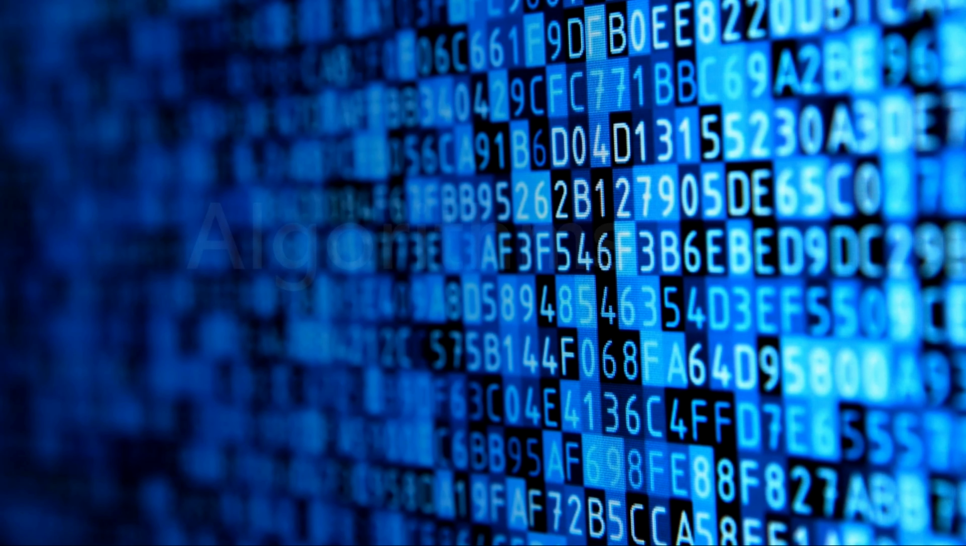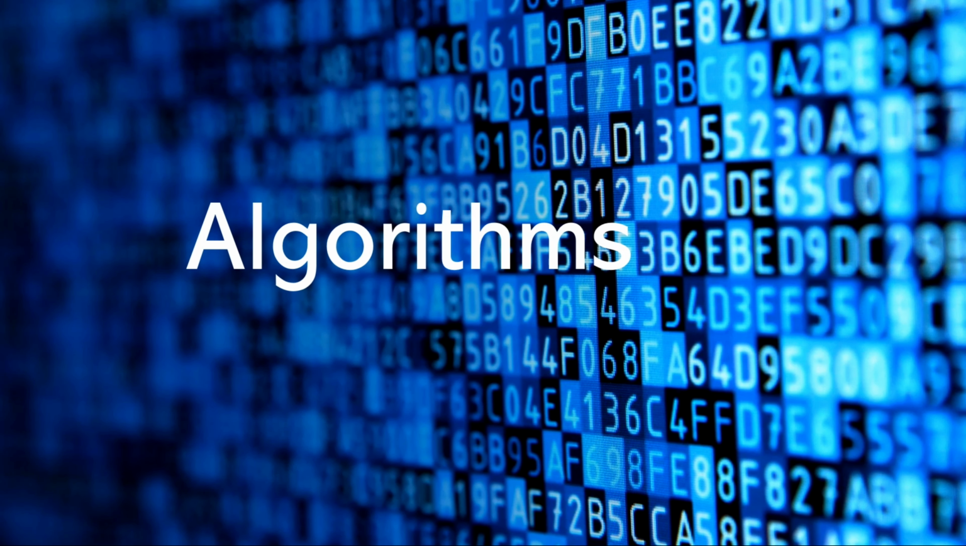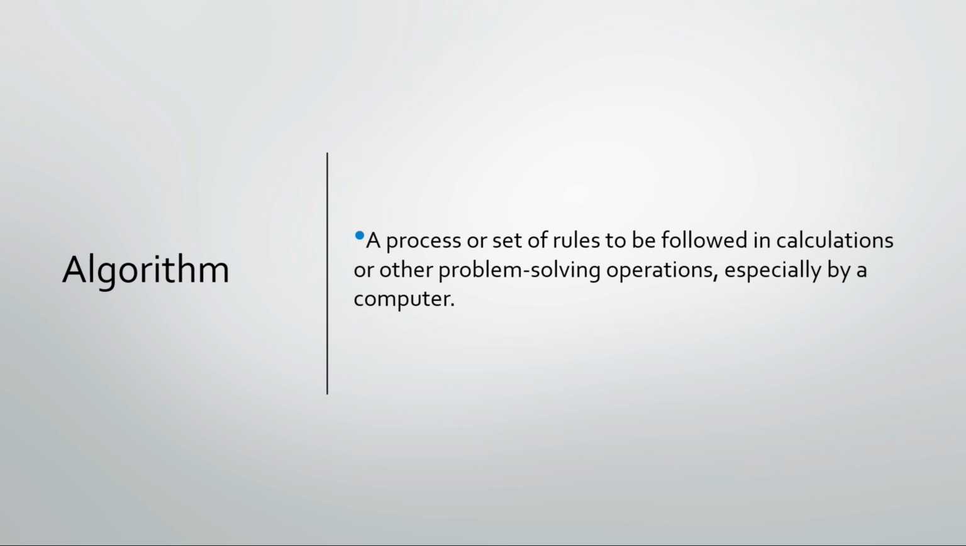Coming to today's topic, algorithms. Now, the literary definition of an algorithm is a process or set of rules to be followed in calculations or other problem-solving operations, especially by a computer. In other words, an algorithm is simply the step-by-step description of how to solve a problem.